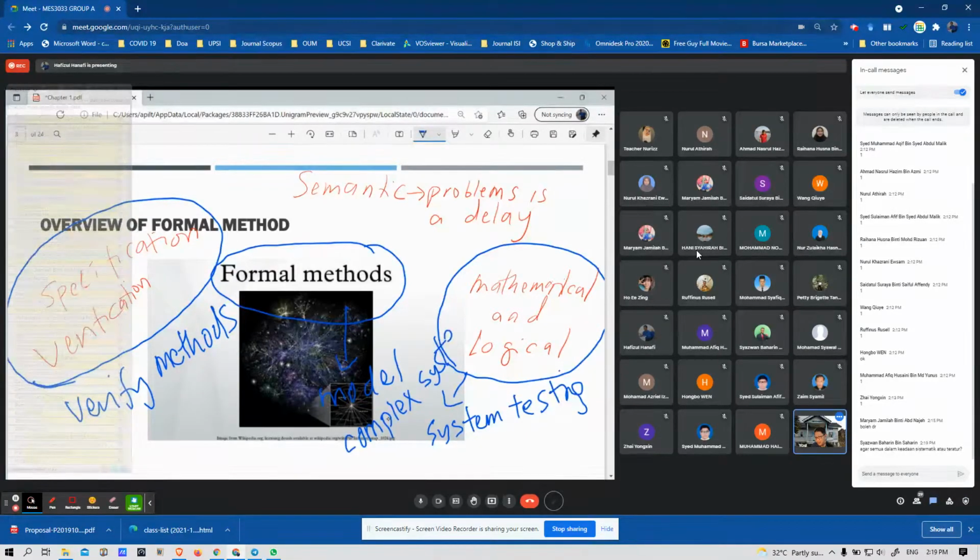Model the complex system. Basically, the complex system is associated with the mathematical model. That's why we have the mathematical and logical.